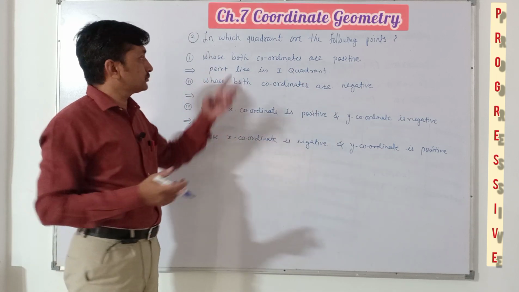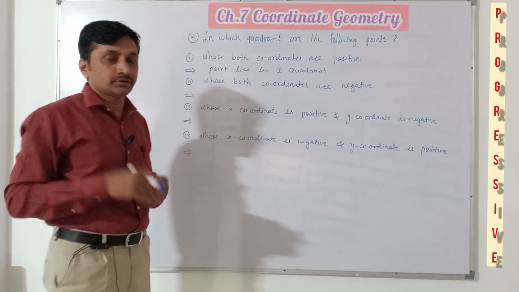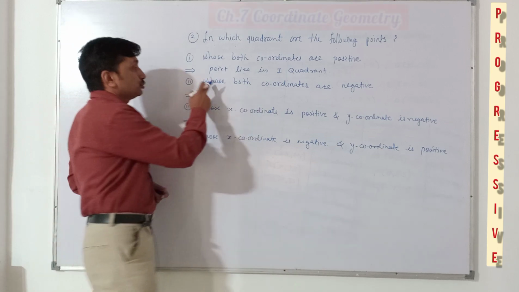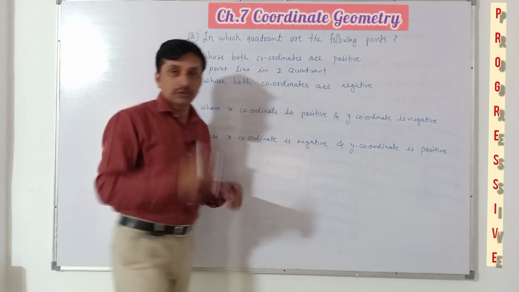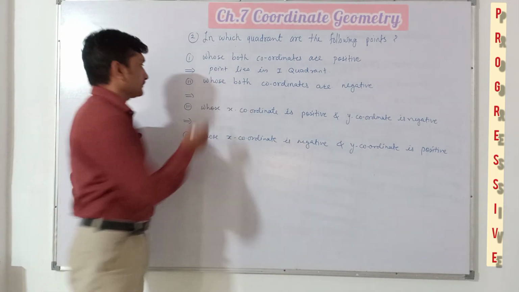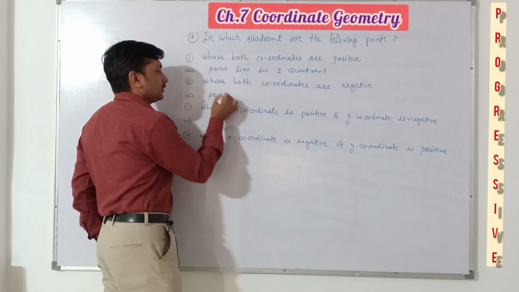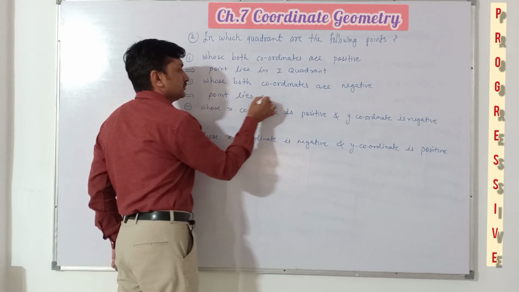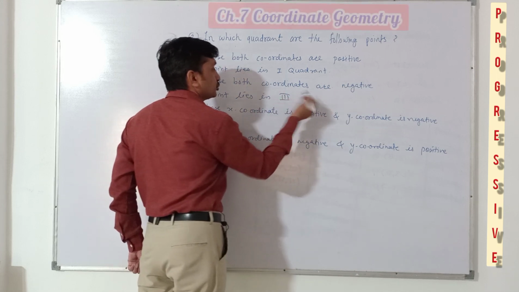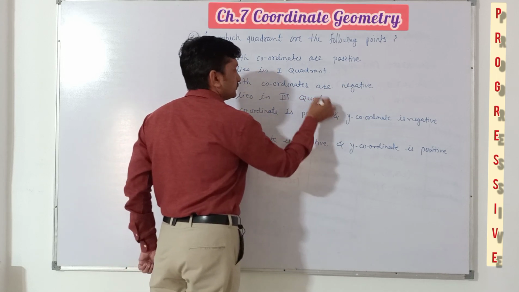Both. Why? What is the reason? Because both are positive. That's why first quadrant. Whose both coordinates are negative, opposite, third quadrant. Point lies in third quadrant. Both negative, third quadrant.